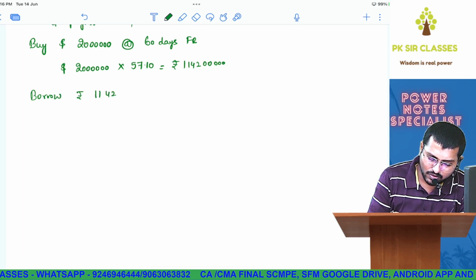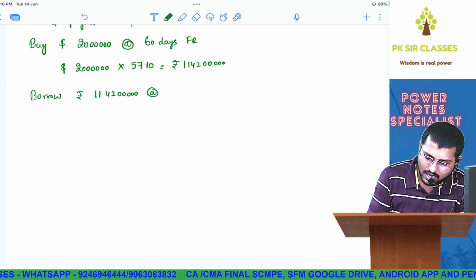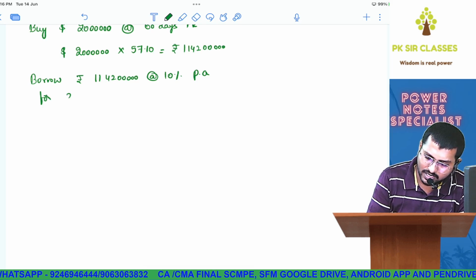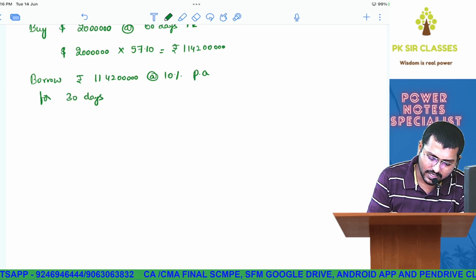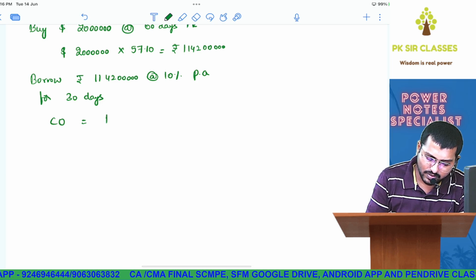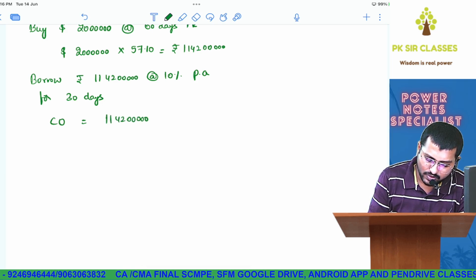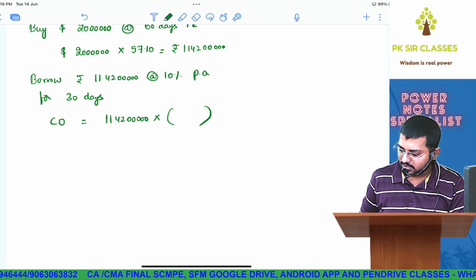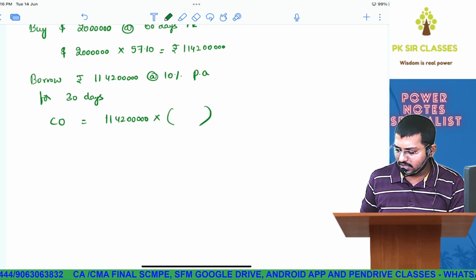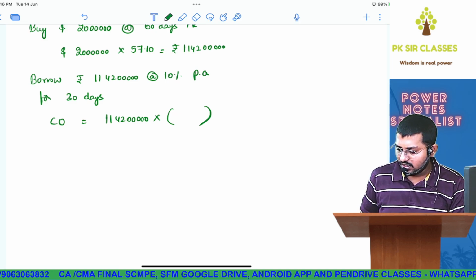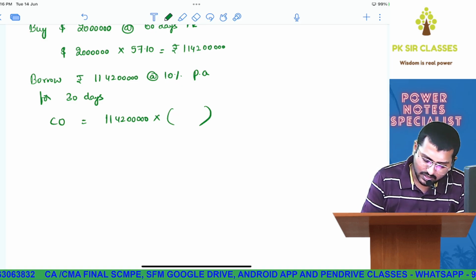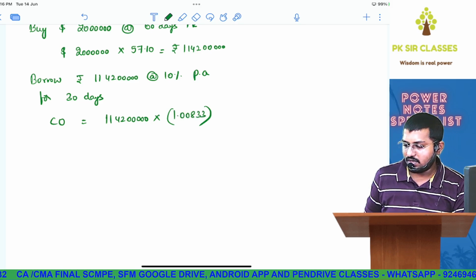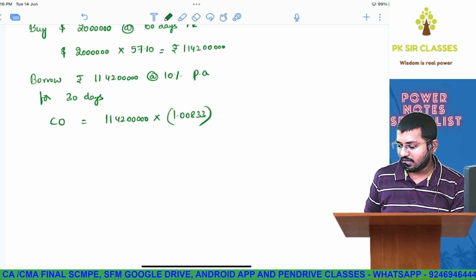Borrow 11 crore 42 lakhs at what percentage interest per annum? 10%, for only how many days? 30 days, which means 1 month. So your cash outflow will be 11 crore 42 lakhs into 30 days, 1 month only. So 10 divided by 12, 0.833, divided by 100, 0.008333. It means it will be 1.008333. Correct? Are you able to understand?